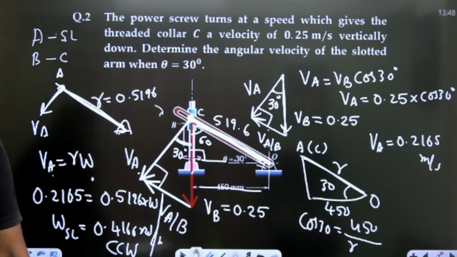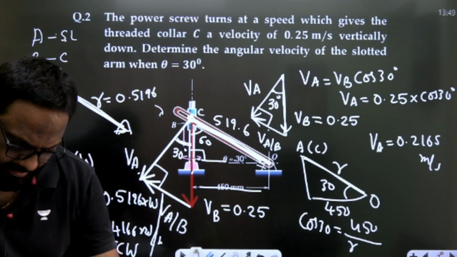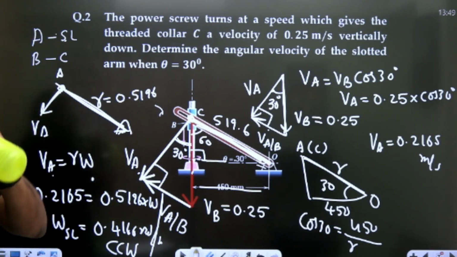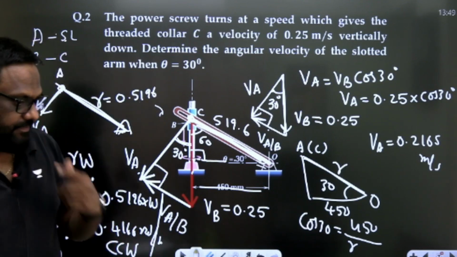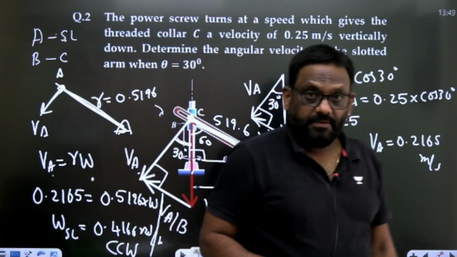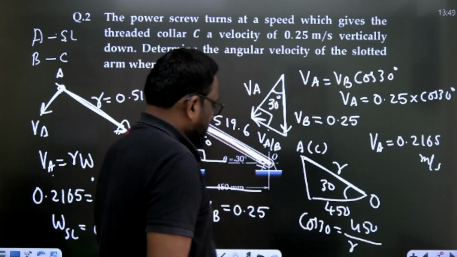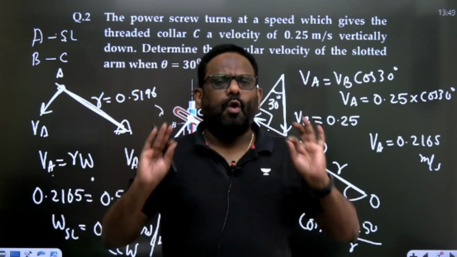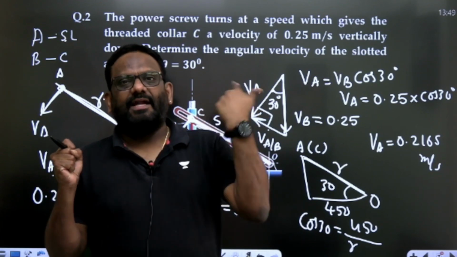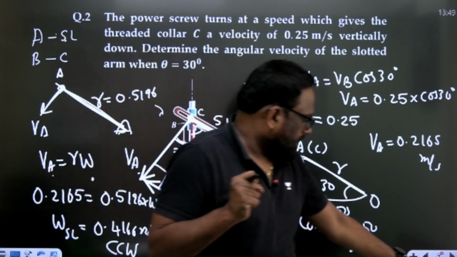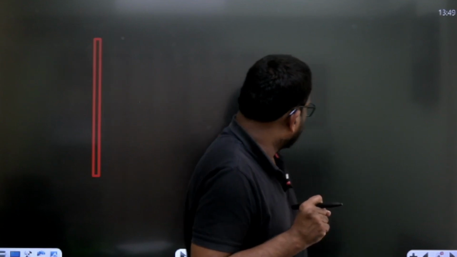It's a very good question, sir. Let me check the answer. 0.416 is correct, counterclockwise. Hope you understood. A good question again. Look, whenever you want the relative velocity, fix one link and move the other. That will give me the relative velocity direction. Okay? Now let's go to the next question.